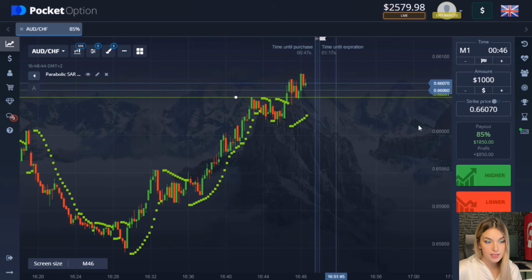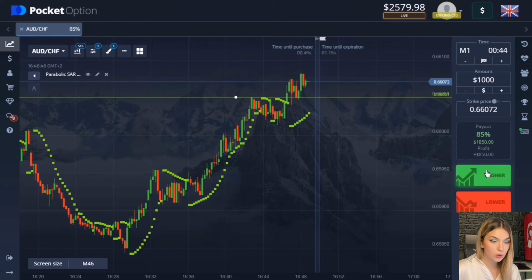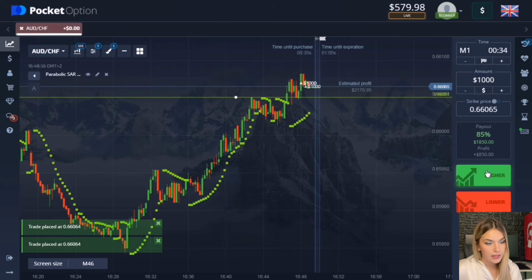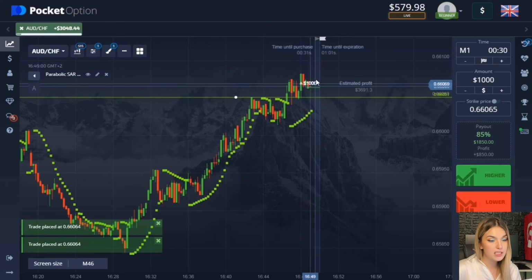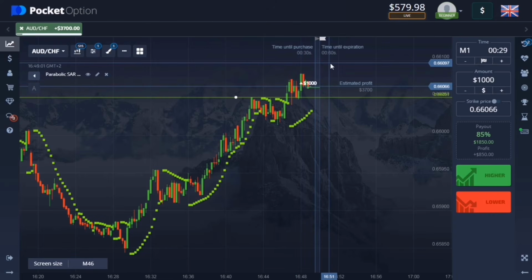Just now, there has been a slight pullback down, and this is a good point to open a deal for an increase. We will open for 1 minute. I think that in this situation, the price will still continue its upside movement. So friends, let's wait for the end of our deal.